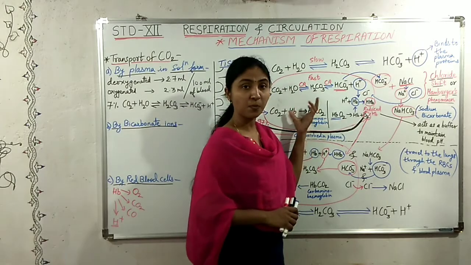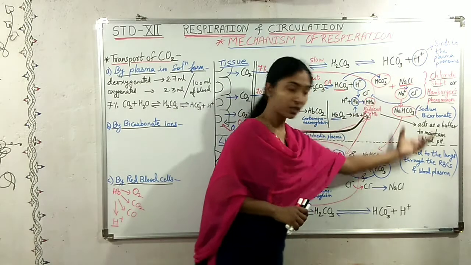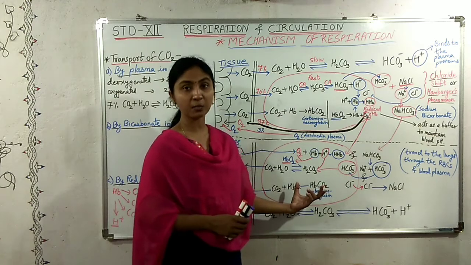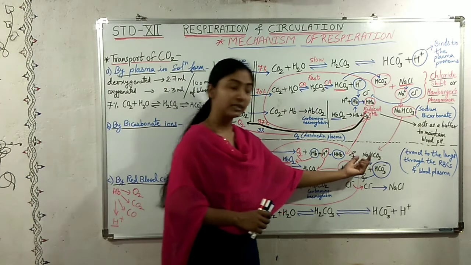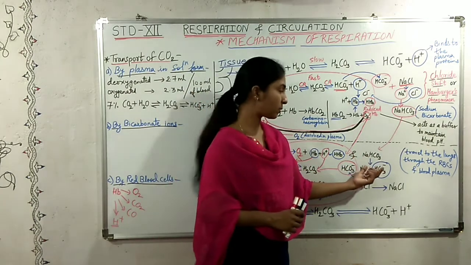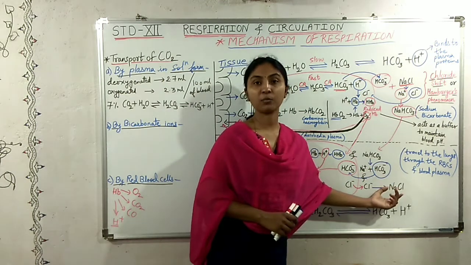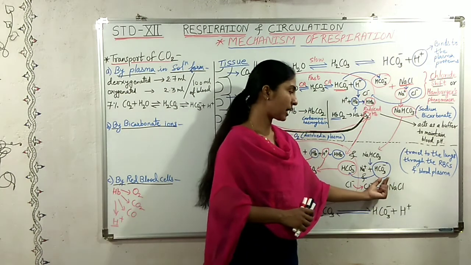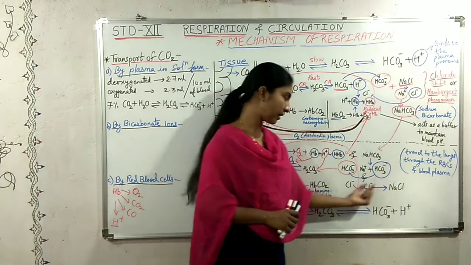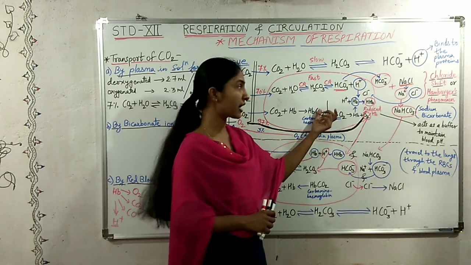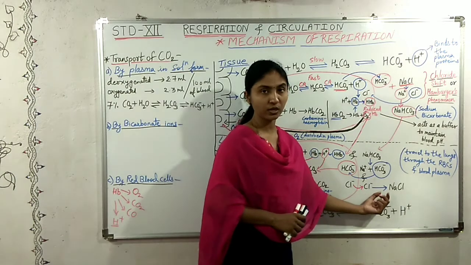Now, as this blood is transported from the tissues to the lungs, near the lungs, what happens in the RBCs? This sodium bicarbonate is split over here into sodium and bicarbonate ions. So these bicarbonate ions which are given out are again taken in by the RBCs, and the chlorine ion which was taken in, they give out the chlorine ion.